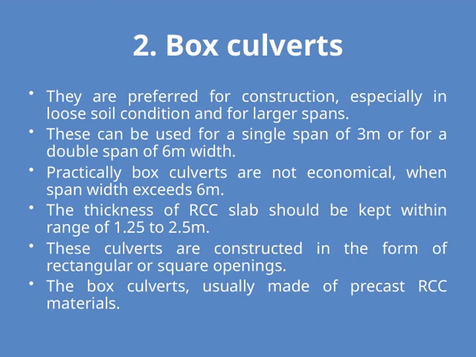However, it's important to keep in mind that beyond that, say over 6 meters, box culverts tend to become less economical. When designing these, the thickness of the RCC slab is a key factor. Typically, it should be kept within a range of 1.25 to 2.5 meters to ensure strength and durability. Most box culverts are constructed with rectangular or square openings, which makes them quite versatile.